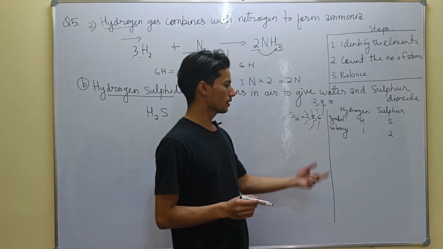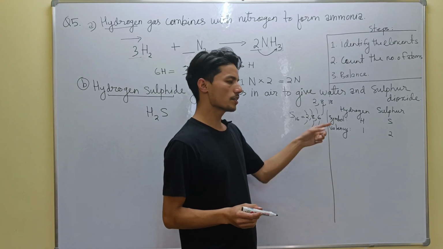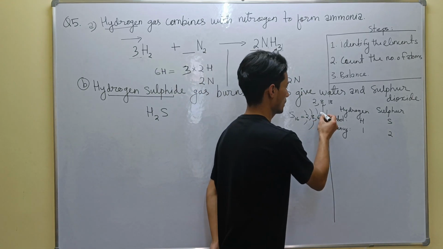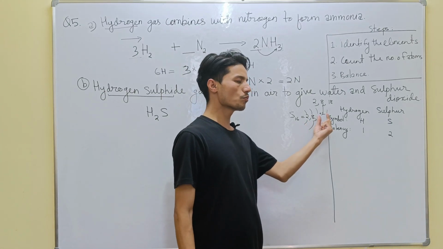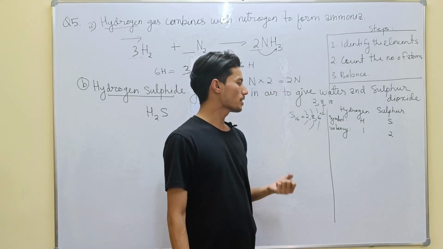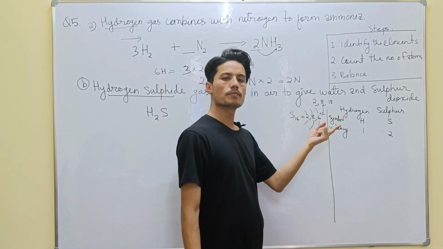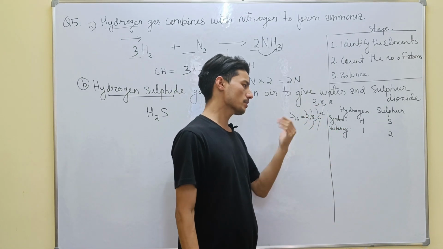But the only way that this 6 can become 8 is by receiving 2 electrons. So if he receives 2 electrons, he can become stable. This is the reason why the valency of sulfur is taken as 2, because sulfur needs to receive 2 electrons to become stable. Some elements receive electrons, some elements don't.